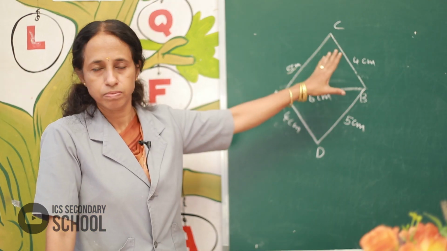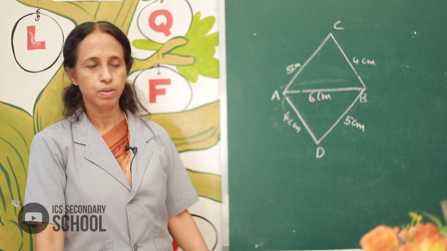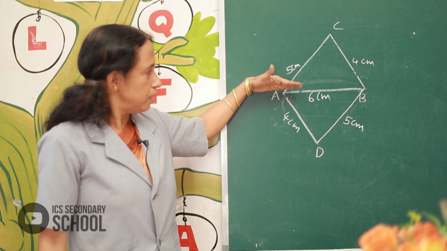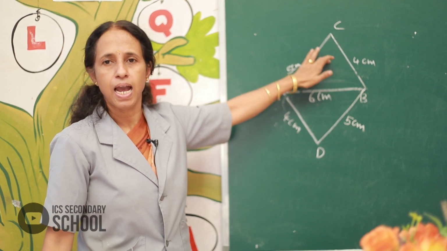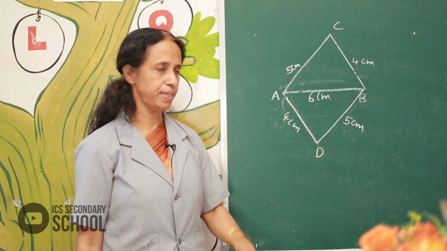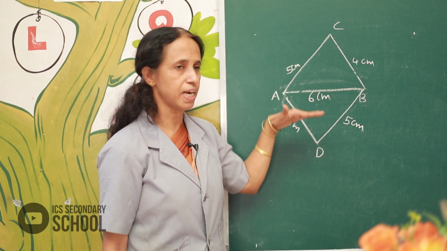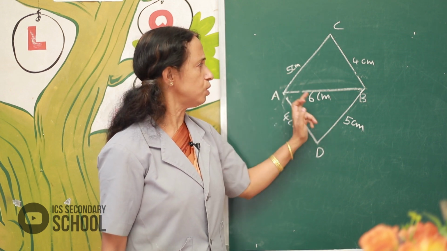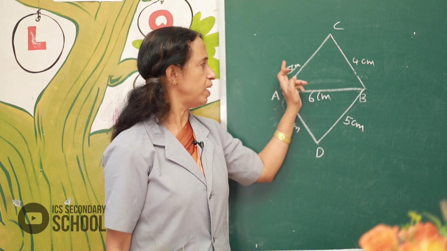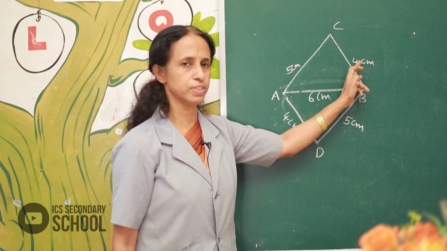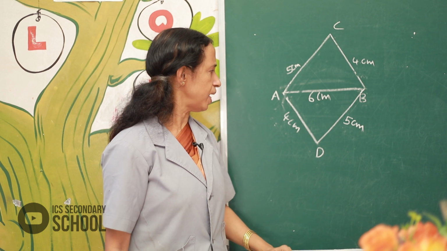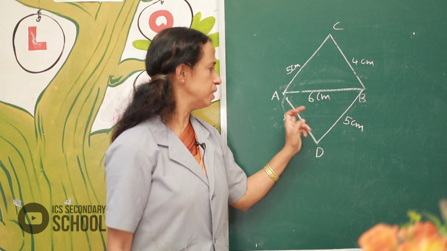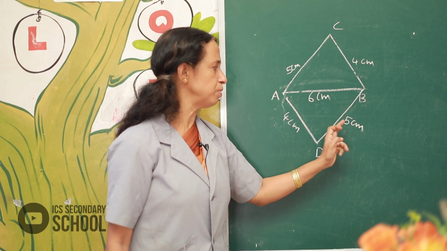Look at this figure, these triangles: triangle ABC and triangle ABD. The sides of triangle ABC are 5 centimeter, 6 centimeter and 4 centimeter. The sides of triangle ABD are 6 centimeter, 4 centimeter and 5 centimeter.